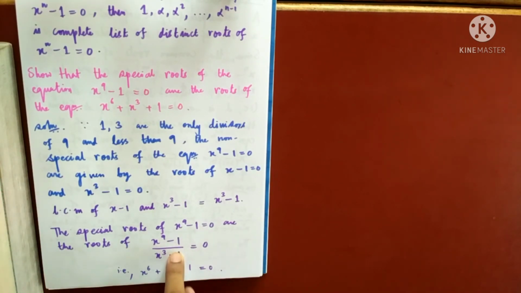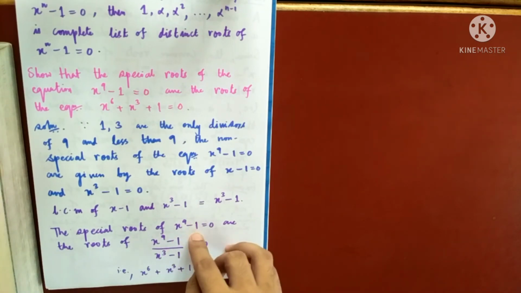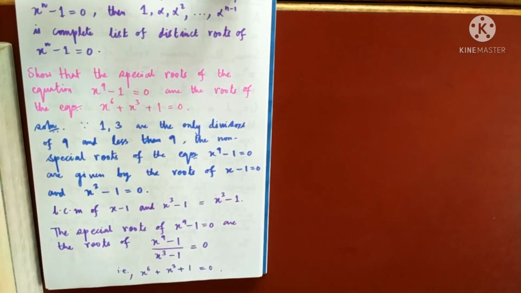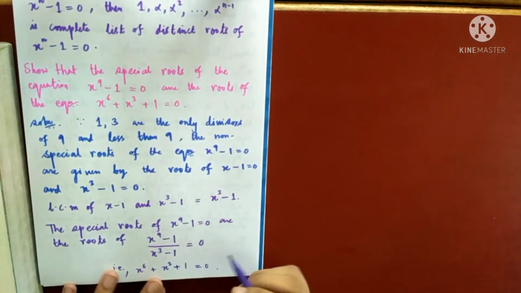You can either use long division or the concept of GP, because this can be thought of as x cube whole cube minus 1. The first term is 1, r is x cube, and the number of terms is 3. So I have to construct a GP whose first term is 1, r is x cube, and number of terms is 3. So 1 plus x cube plus this. Am I clear? Otherwise, use the x cube whole cube minus 1 cube and apply the formula for a cube minus b cube. Hence, proved: the special roots are the roots of this equation.